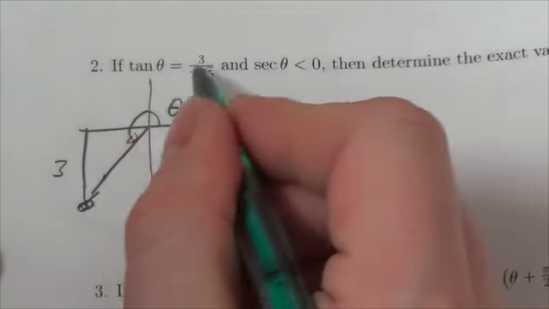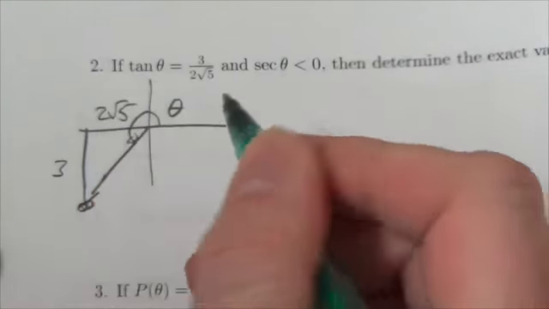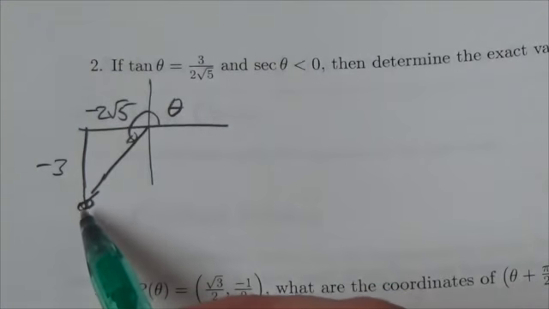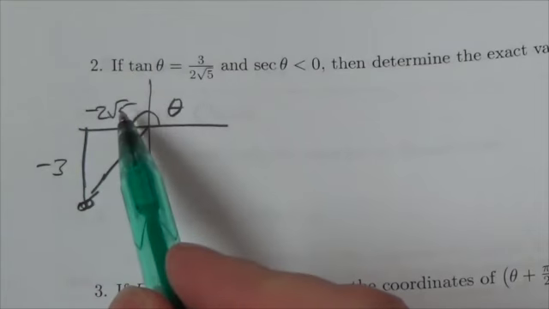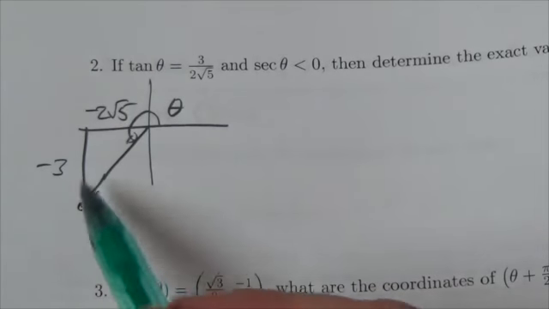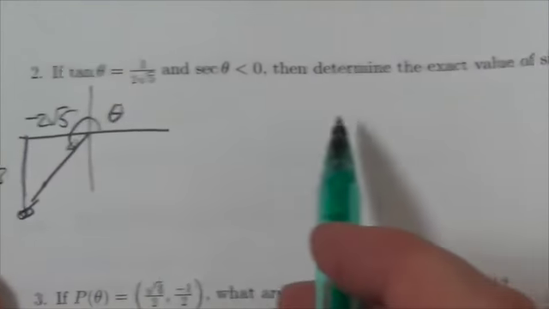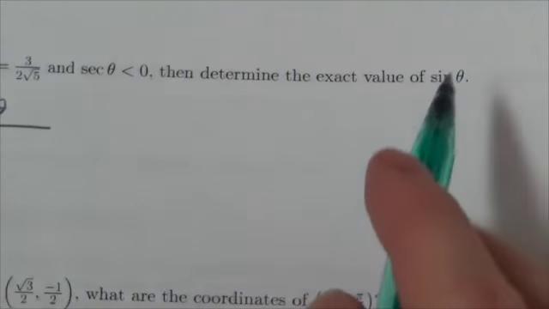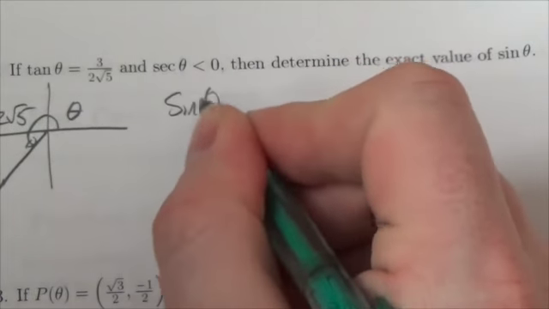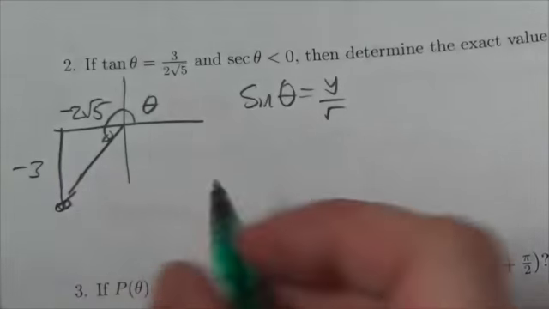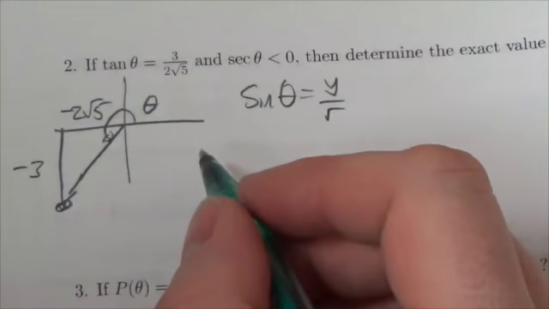Okay? I know that the y-coordinate for this, for example, this point out here, has got to be 3. The y-coordinate is 3, the x-coordinate is 2 root 5. And these must both be negative just because I'm in the third quadrant. By definition, in the third quadrant, the x is negative and the y is negative as well. So I want to figure out the exact value of sine. Well, the sine of theta is going to be the y-coordinate over r. I don't know r, but I can figure that out by just applying the Pythagorean theorem.